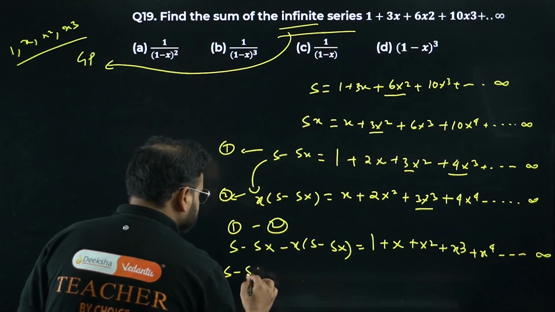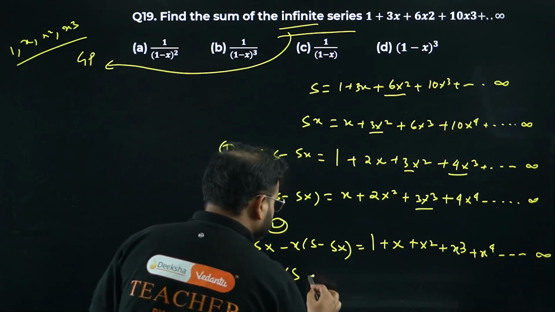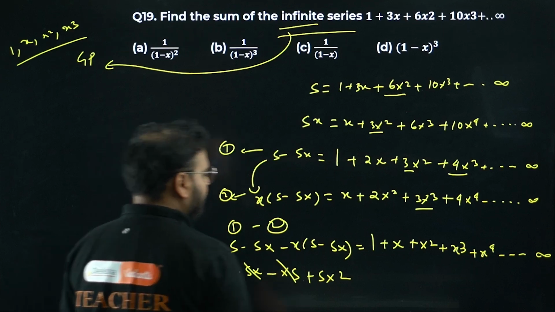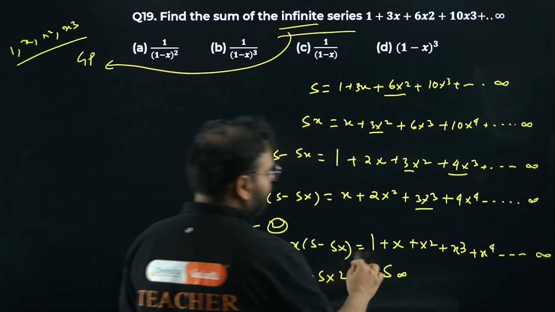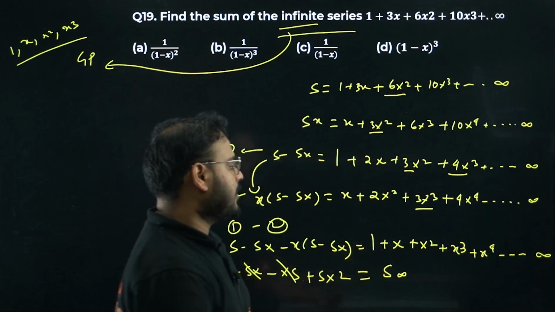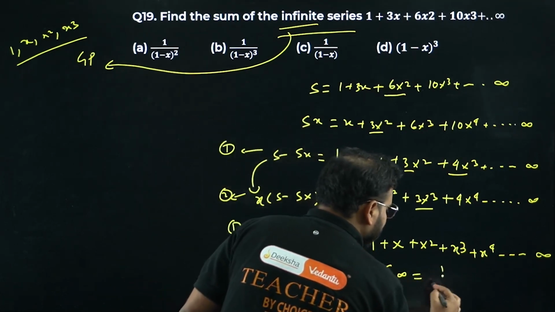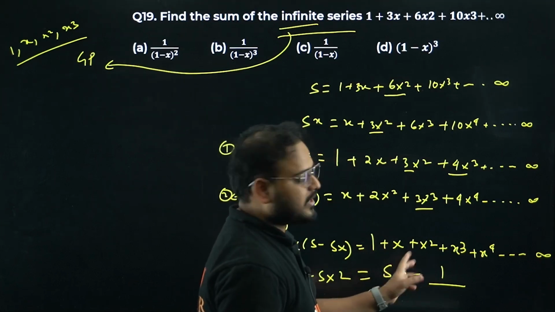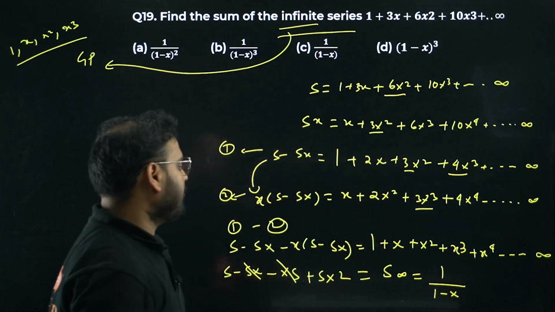S minus sx minus xs only, and minus plus sx square. This and this is cancelled, right? And have a look, what is this going to be, sir? Simply going to be s infinity, no? 1 into x plus x square plus x cube. So first term is 1, and common ratio is how much, sir? Common ratio is x actually. Please check. 1 into x is x, x into x is x square, like that. So 1 minus x I'm getting over here, right?